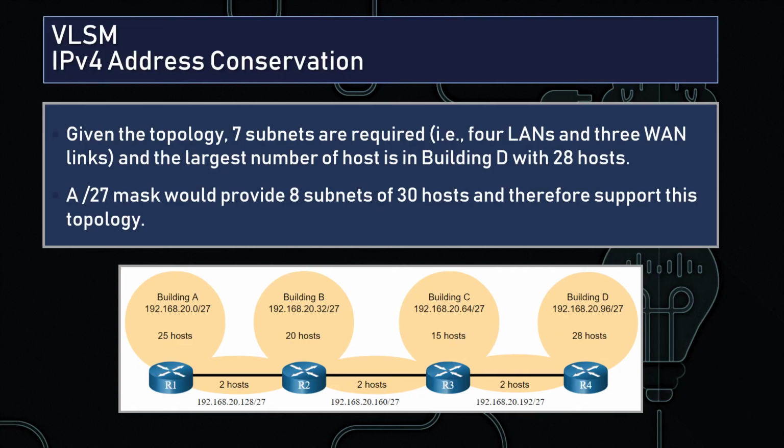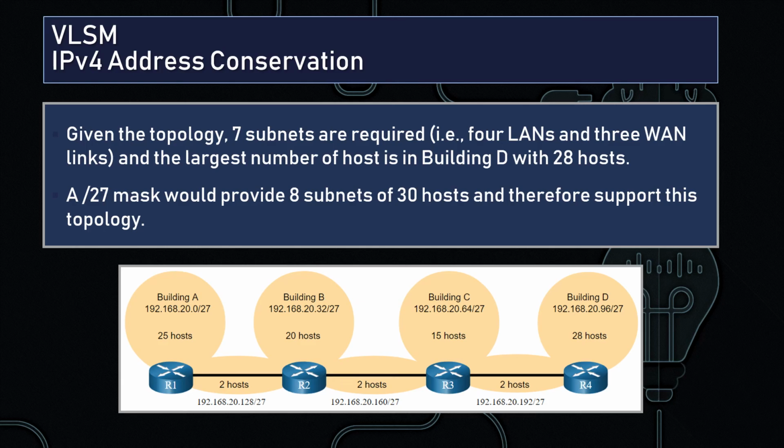There's also what's called VLSM, and this is where, instead of breaking these hosts apart into equal segments, we will subdivide and subdivide and subdivide to optimize usage of our hosts. So given the topology here, building A, B, C, and D with 4 routers, 3 links between 1 to 2, 2 to 3, and 3 to 4, the largest number of hosts is in building D, so that's 28 hosts. A /27 would give us 30 hosts in range, 32 addresses total, and therefore it would support that topology.